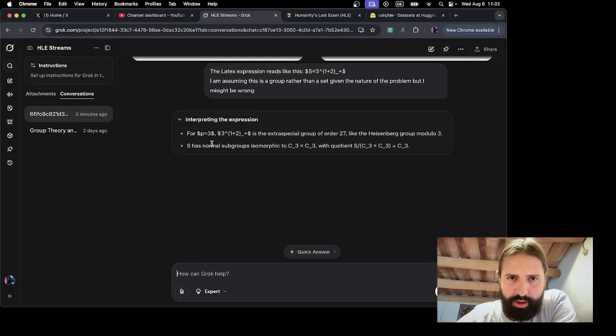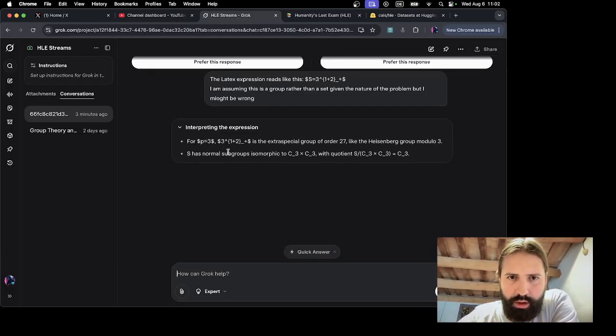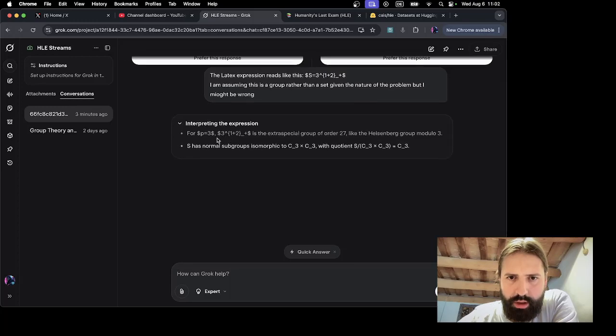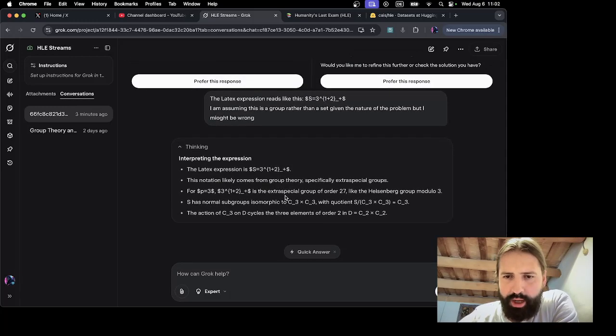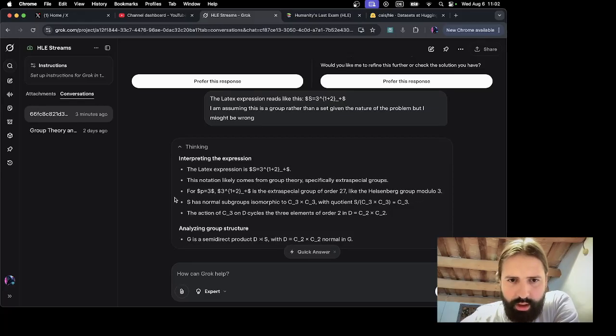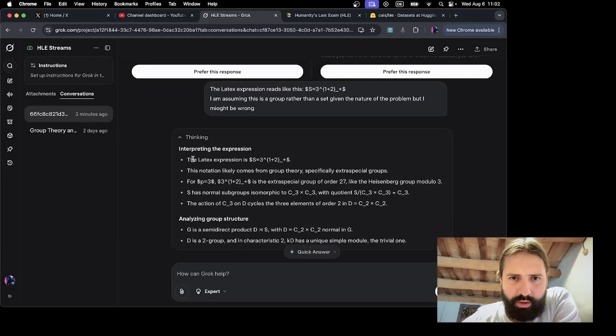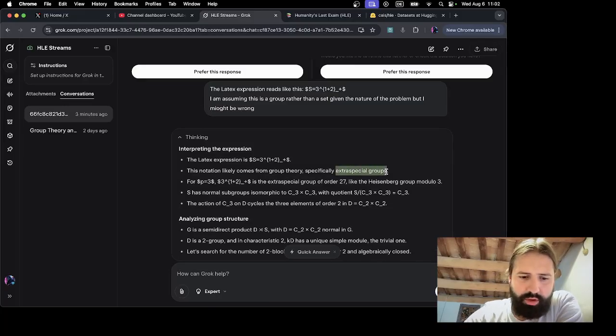So that is something that I like more. Can I open that more? So it's the extra special group of order 27, like the Heisenberg group modulo 3. There's a lot to unpack in here. The last expression comes from group theory, extra special groups. Let's dive into extra special groups. What are extra special groups?